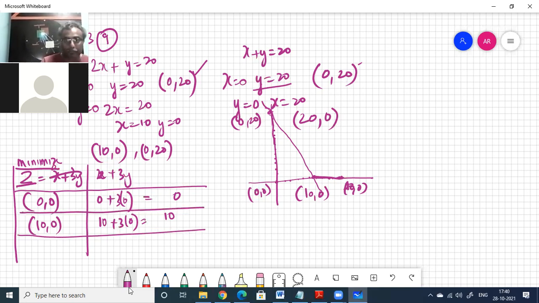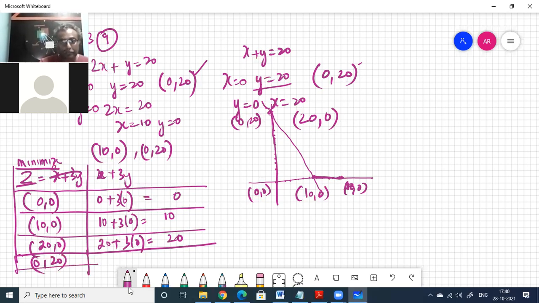Third one is the second point, 20, 0. 20 plus 3 into 0 is equal to 20. Then another point is 0, 20. That is 0 plus 3 into 20, equal to 60. This is maximum. 0 is minimum. Minimum value is 0. So minimum z equal to 0.